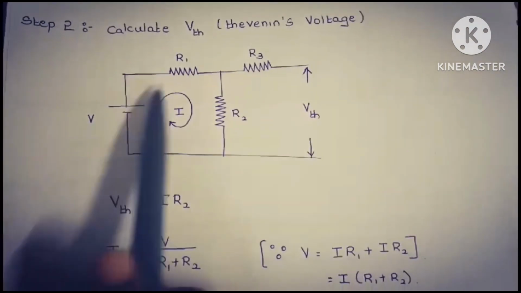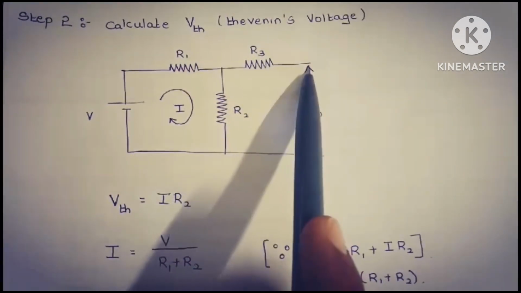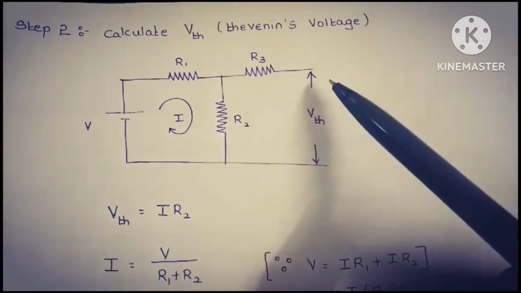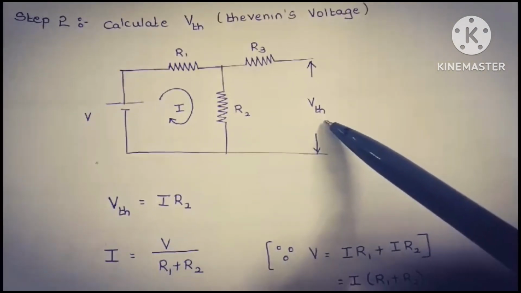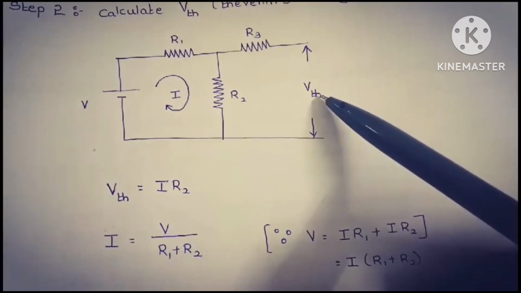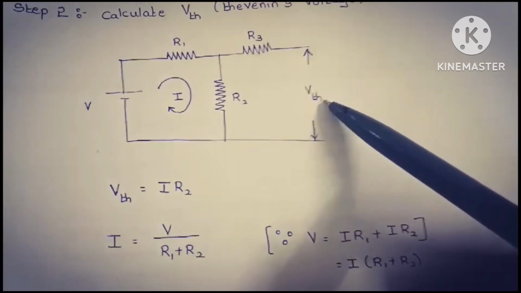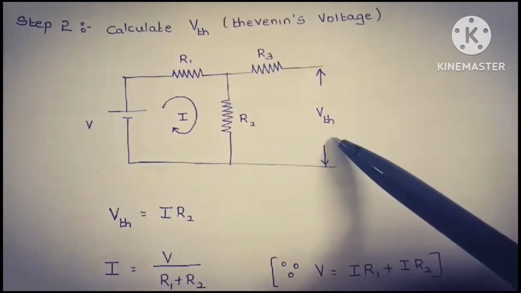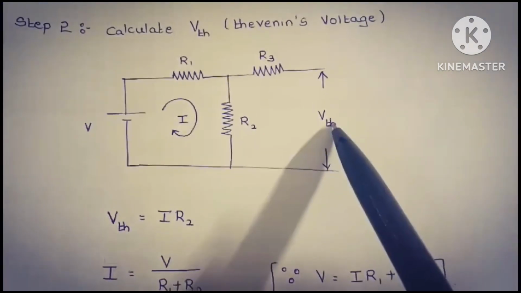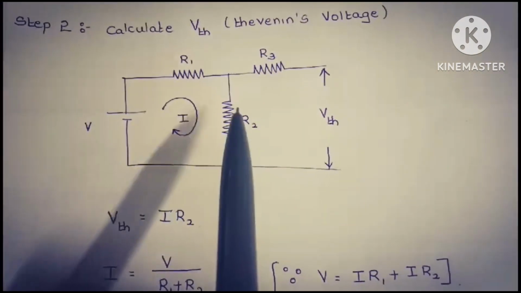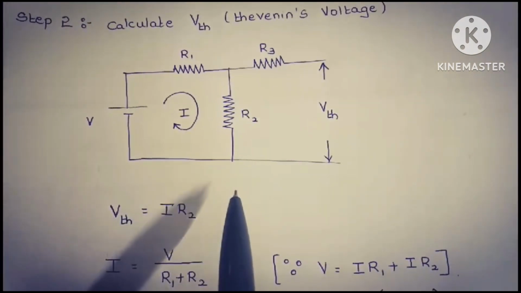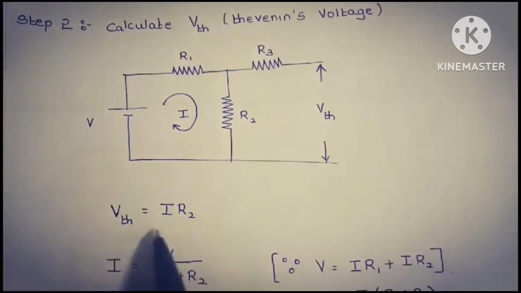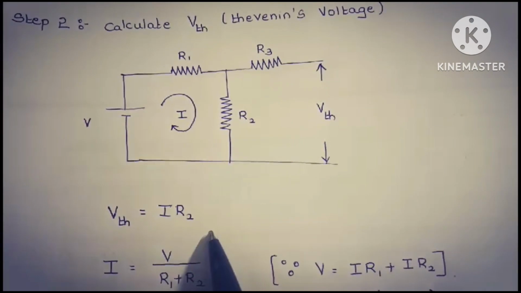The second step is to calculate Thevenin's voltage. So how do we calculate the Thevenin's voltage? We need to calculate the Thevenin's voltage across the terminals across which we have removed the load resistance, that is these two terminals. When we want to find the Thevenin's voltage, the VTH is in parallel with R2. In a parallel circuit, the voltage remains the same. Therefore, we can write VTH is equal to I into R2.